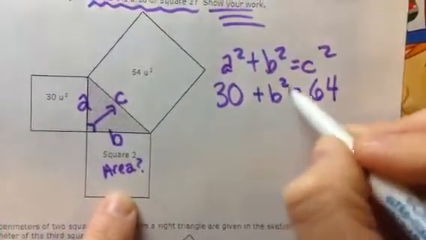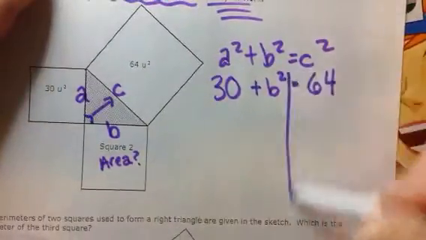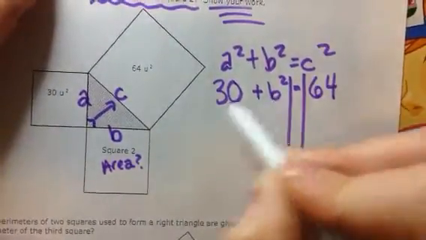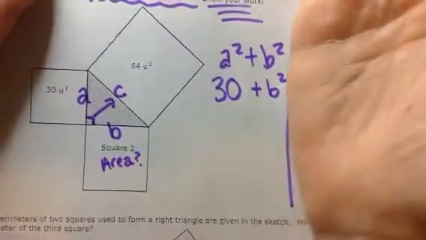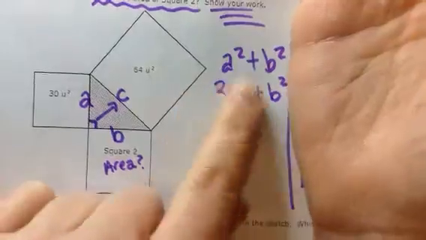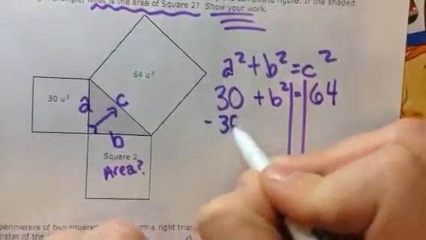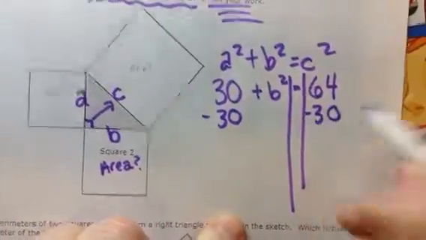So I want B squared, okay? Right now, on this side of the equation over here, if I cover up equals and all that, there is a positive 30, and I don't want it here. So to make it go away, I need to minus 30 from both sides.